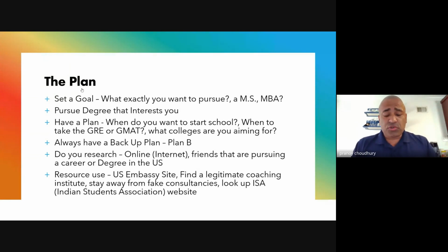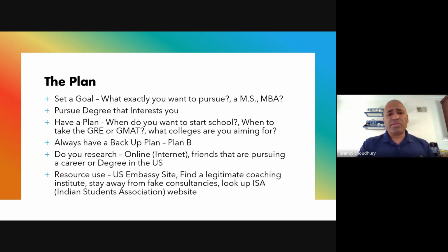The last thing is resource use. The US Embassy site is a place where you can find a lot of information. They also tell you how to stay away from scammers. Find a legitimate coaching institute. I went to Princeton Review. I don't even know if Princeton Review exists anymore or not.